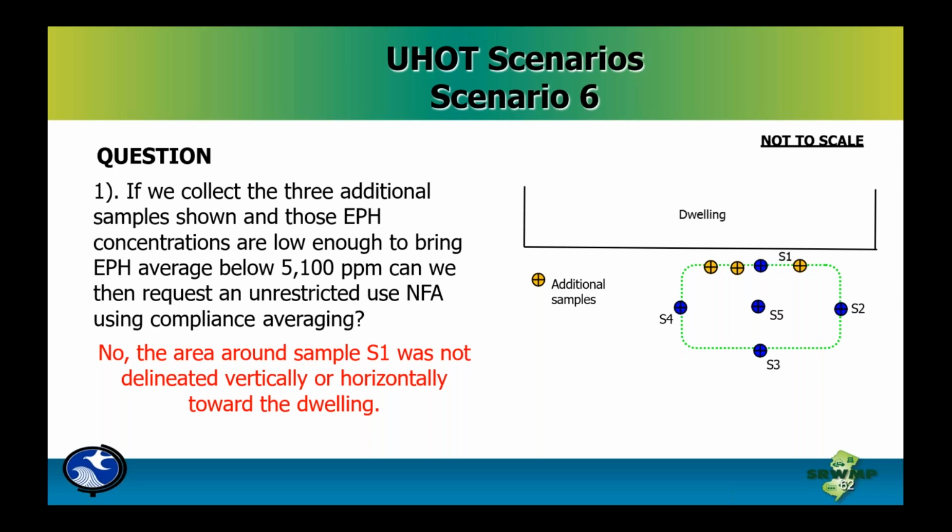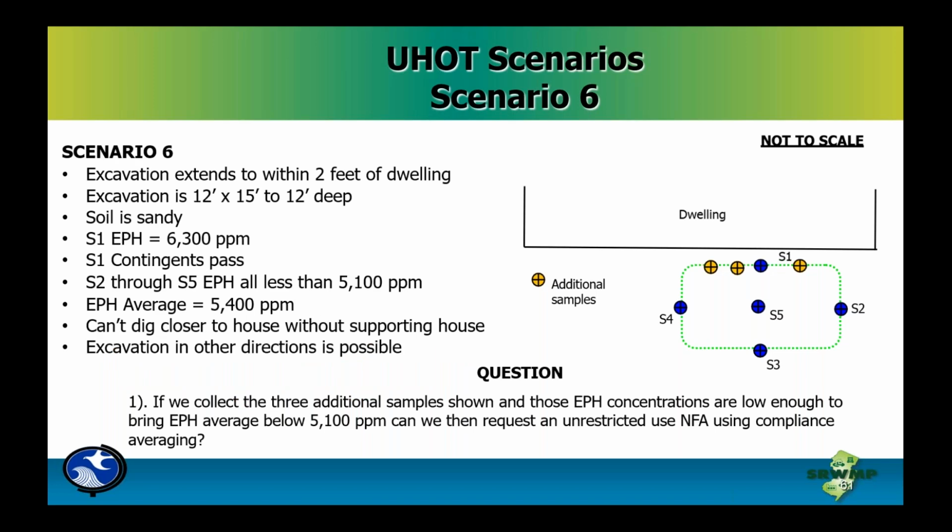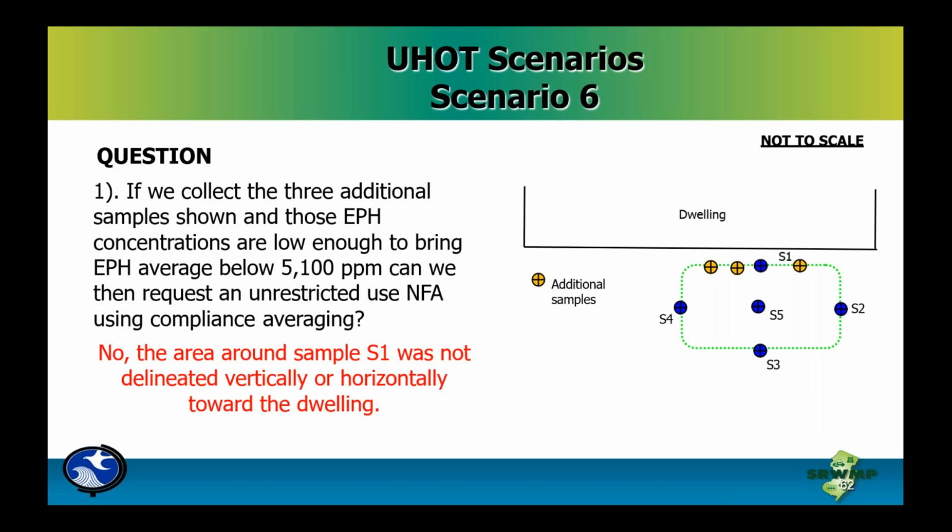can we get the EPH below it by taking those 3 yellow samples, which laterally delineates it anyway? We'd still have to go toward the house and deeper. But if we delineate around that S1 and take those other samples there, can we now compliance average? This is Greg's question about taking the additional samples, I think.